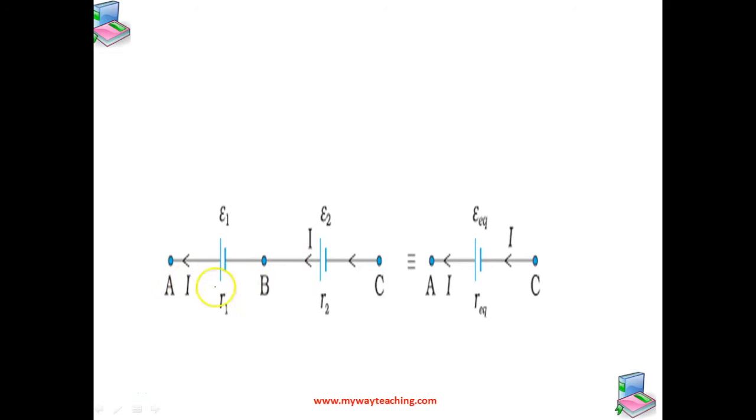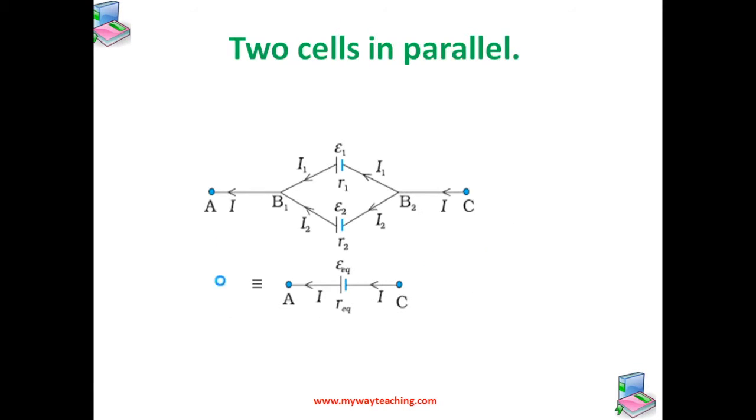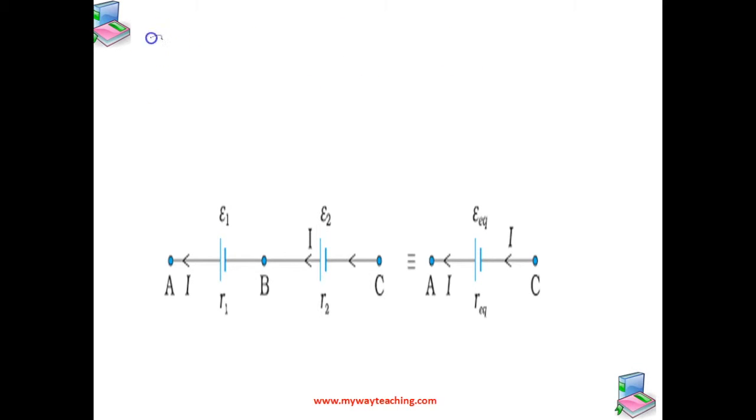So now we consider two cells which are connected in series. This rule for series combination we can extend to any number of cells. The first thing is the equivalent EMF of a series combination of n cells is just the sum of their individual EMFs. So this is the first rule.